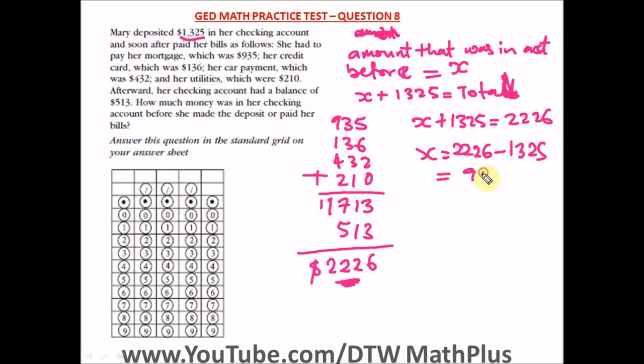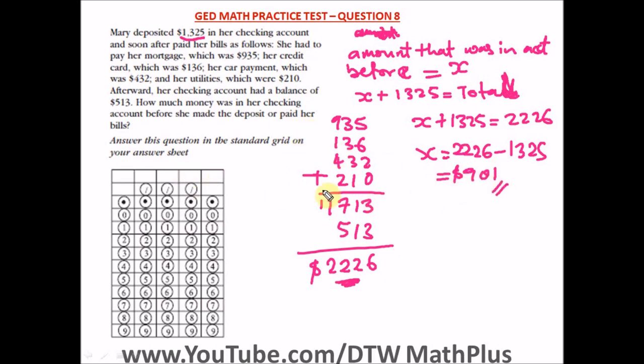And when you subtract this, what are you going to have? We're going to have $901. Okay, so this is our answer. This is the amount she had before making this particular deposit, or before she paid her bills. So this is the amount she had in her checking account.